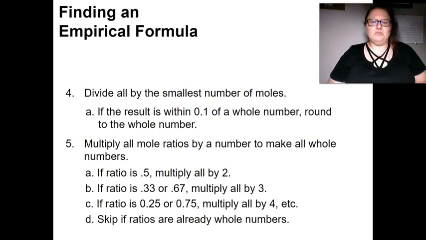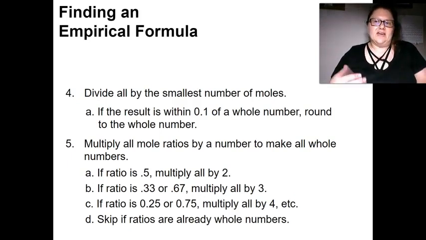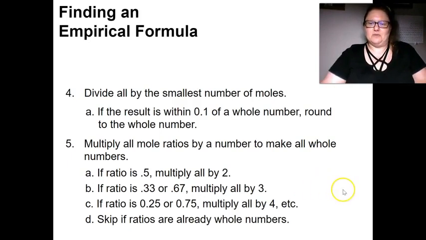If the result's within 0.1 of a whole number, just round it. If it's not within that close range, there's a series of multipliers to get it to come out evenly to a whole number. And that will always be given to you. I'm not going to ask you to memorize that. I don't even have it memorized.